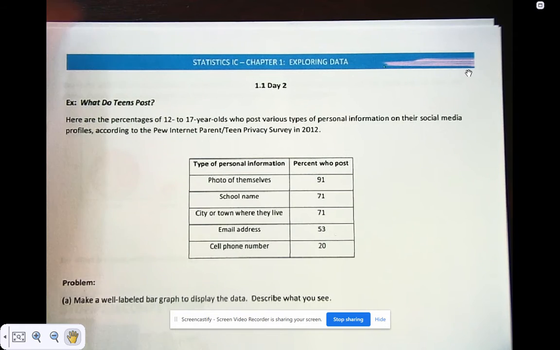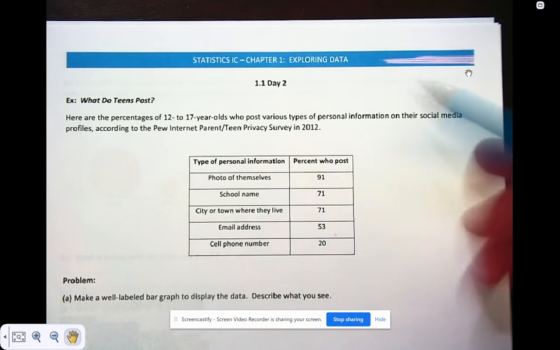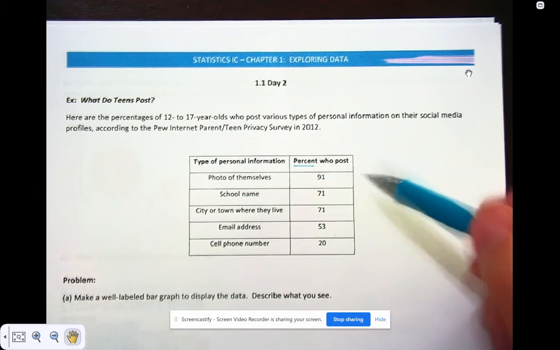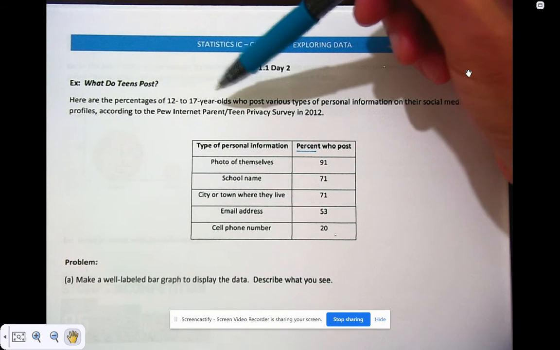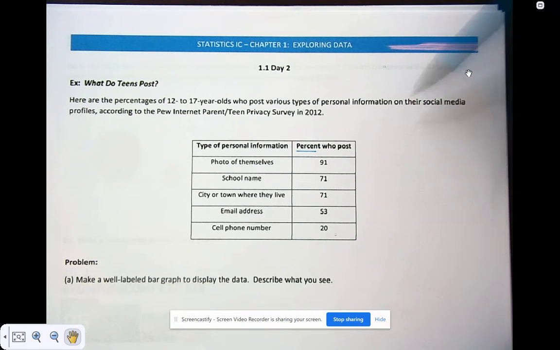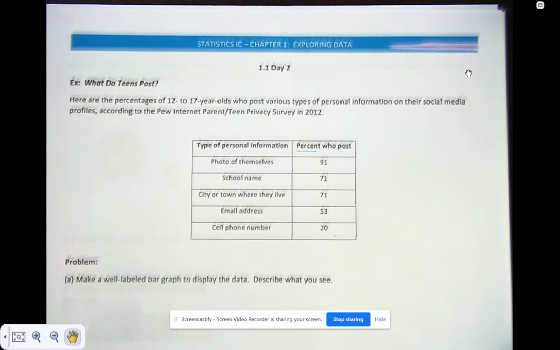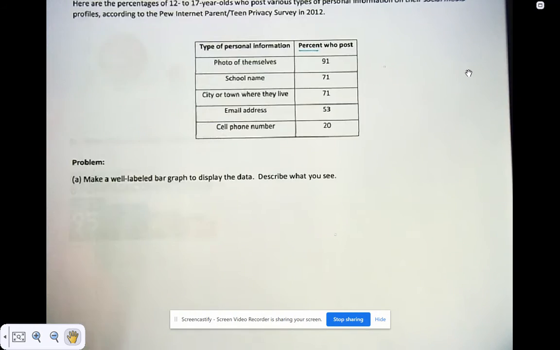All right, so type of personal information: photo of themselves, school name, city or town, email, and cell phone number. And then this is a percentage, right? So you definitely want to pay attention to that percentage who post. So 91% of these 12 to 17-year-olds post photos of themselves on their social media profiles. Okay, and then they just ask us some questions about it. In this case, they want you to make a well-labeled bar graph to display the data.